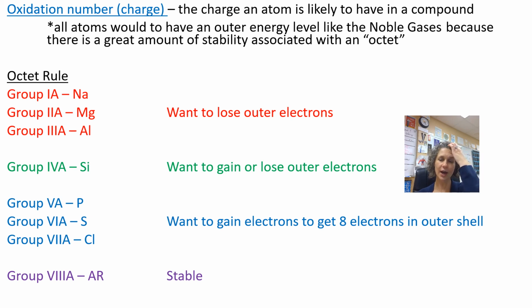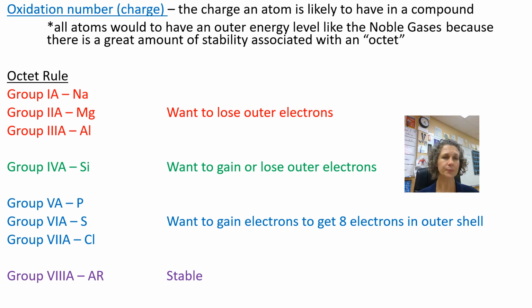Okay, now another big thing is oxidation number. This is labeled on my periodic table. When you get to your periodic table, you will label it on there also. We'll put all kinds of things on there, but this is a big one. The oxidation number is the charge that an atom is most likely to have when it's in a compound.